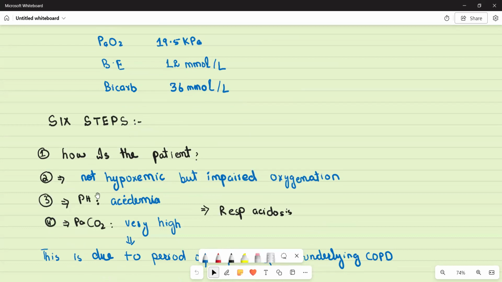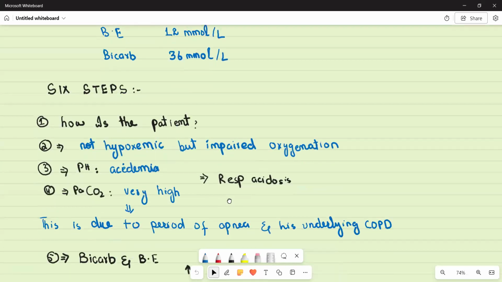Okay, how is the patient? You have the patient's clinical background. The patient is not hypoxemic because the partial pressure of oxygen is 19.5 kilopascal, but there is impaired oxygenation going on. pH shows acidosis. PaCO2 is very high. So this is due to the prolonged period of apnea. He was not breathing for some time, and there is an underlying COPD. He has been retaining carbon dioxide chronically because of his COPD, and on top of that, there was a brief period of apnea because he went into respiratory arrest and was not breathing until the nurse found him and they started him on assisted ventilation.